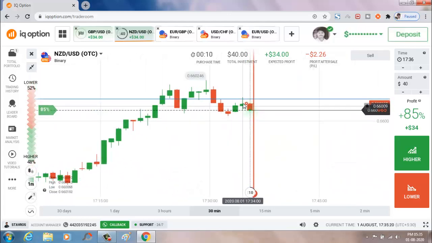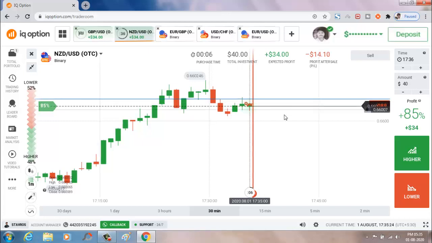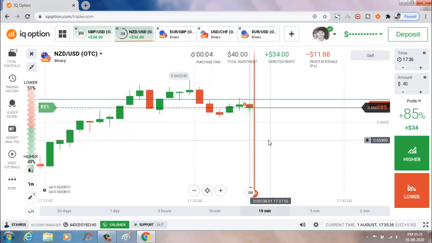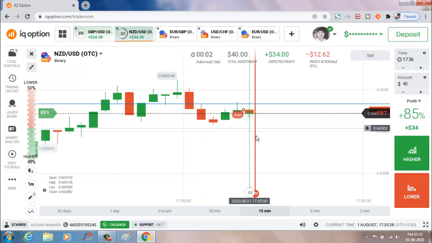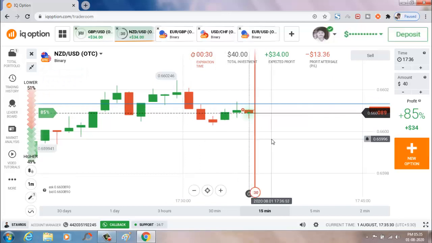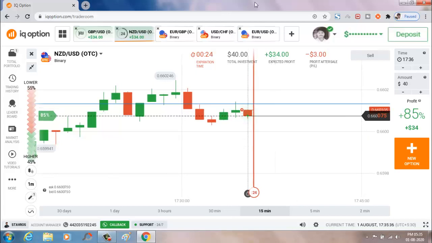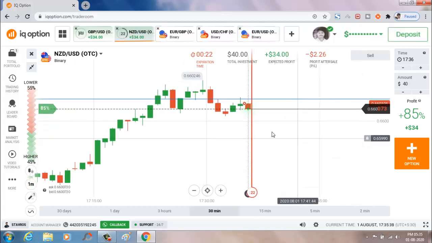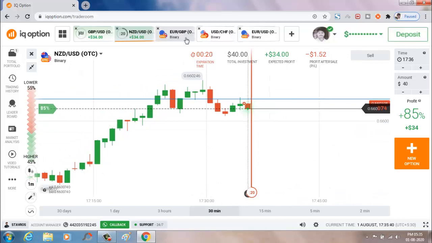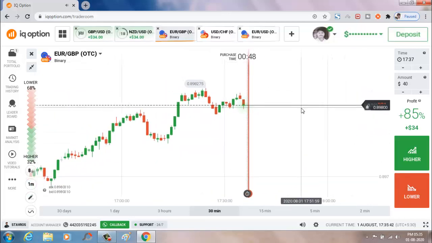And these are weak buyers, and this is a strong selling pressure, so that's the reason I will place a lower option. Okay, it's going down. 20 seconds more. I'll check the next pair.